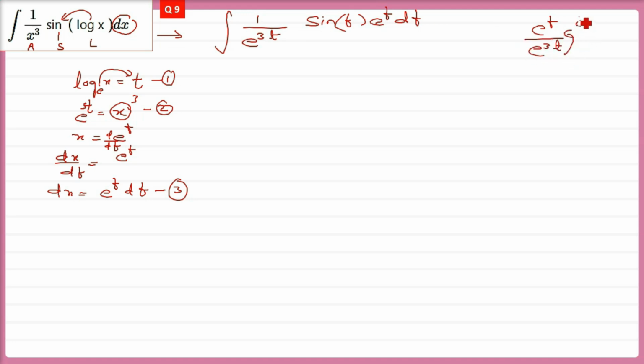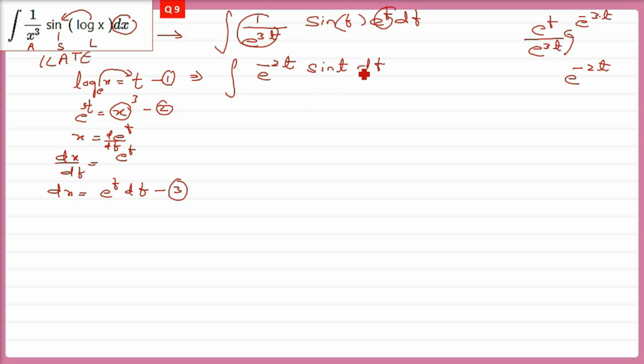When it goes up, e raised negative 3t and e raised t, the power will get added. t minus 3t is negative 2t. So this whole will be e raised negative 2t. This integration will be e raised negative 2t, this and this one has combined, and e raised negative 2t. And of course sin t is already there. Now we'll integrate this.